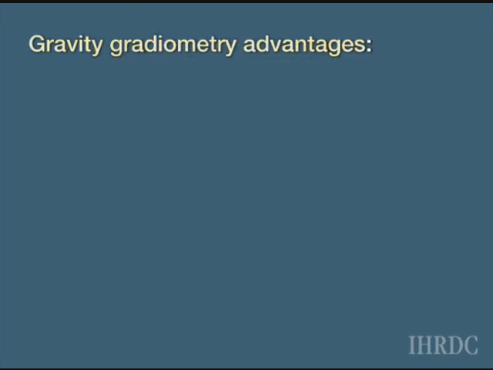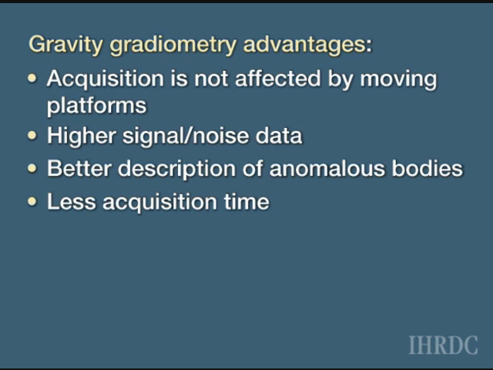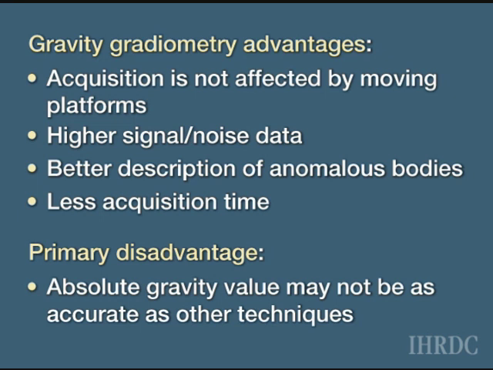Gravity gradiometry has many advantages, some of which are listed here. The primary disadvantage of the gravity gradient is that the absolute gravity value may not be as accurate as other techniques. Actual gravity measurements are more sensitive to regional signals and deeper sources, both of which are longer wavelengths and have much slower changes in gradients.